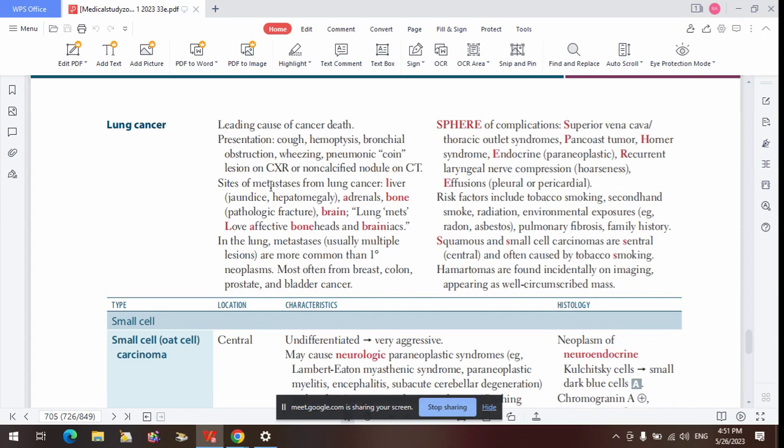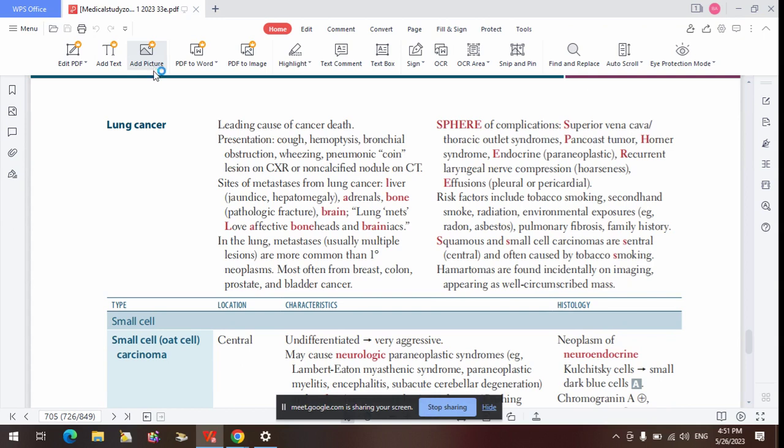Liver, number one, they present with jaundice, hepatomegaly. Adrenal glands, adrenal insufficiency. It can go to the bone, they can have pathologic fracture, then it can go to the brain, focal neurologic signs, seizures, and all those things. So majority of the lung cancer actually develop from metastasis. They are not primarily developing from the lung. Majority of them are from metastasis.